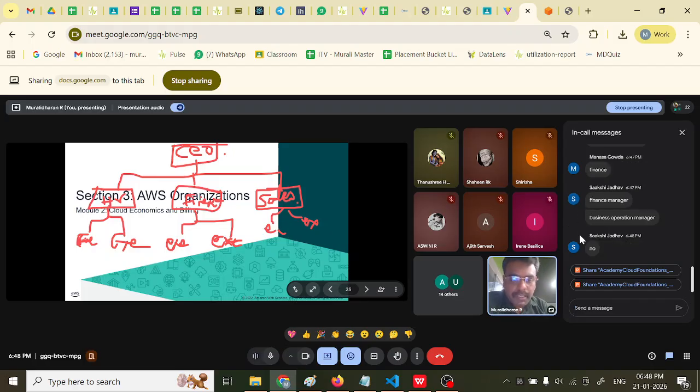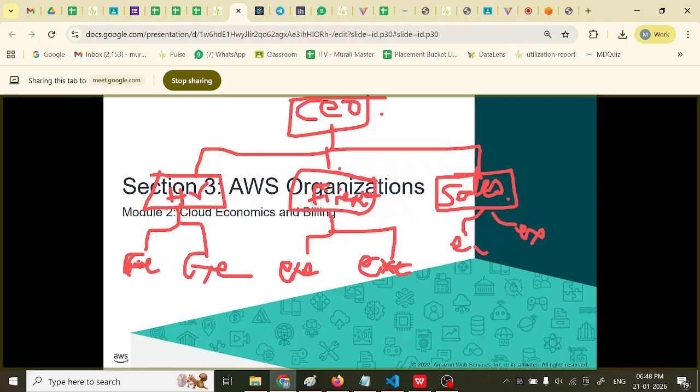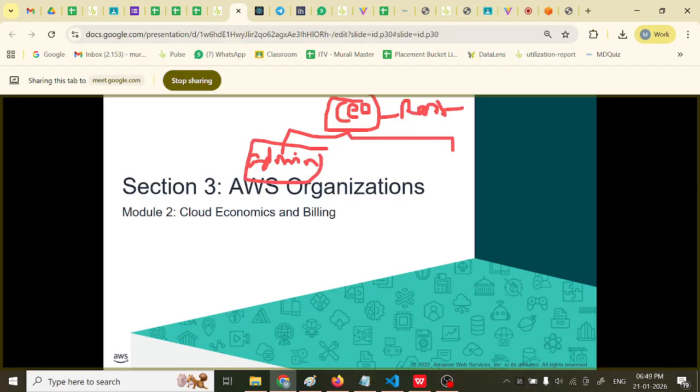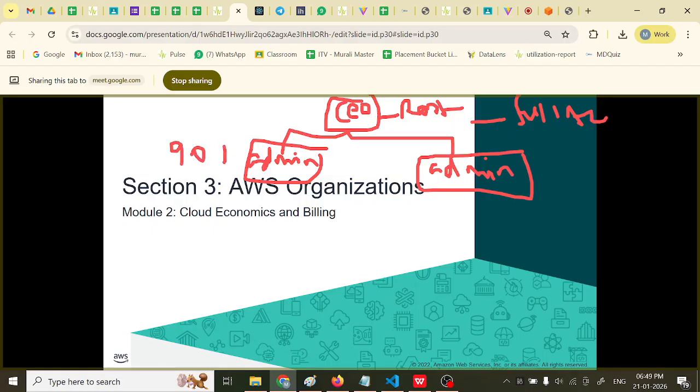No, correct. He cannot do all these things. He doesn't have time for all this. So what will he do? He will create two admins from the root account. The root account is the CEO's account, and root means he has full access. Now he will give 90% access to these admins.